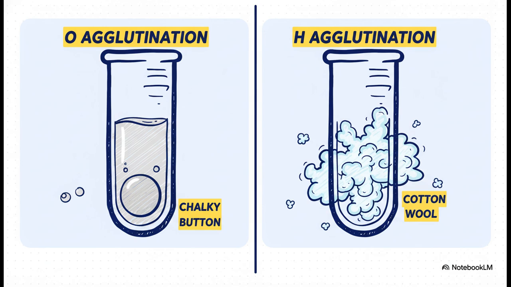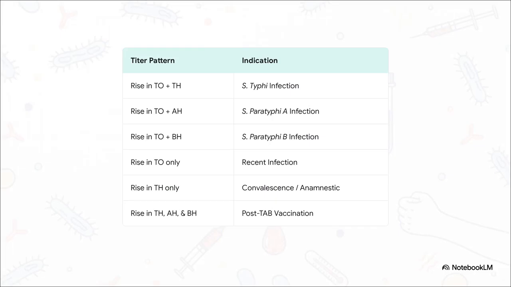O-agglutination, that's from the somatic antigen, it looks like small, compact, almost chalky little granules. But H-agglutination, from the flagellar antigen, that forms these large, loose, fluffy clumps that kind of look like bits of cotton wool. Being able to spot this difference is a huge diagnostic clue. It's all about the pattern you see.